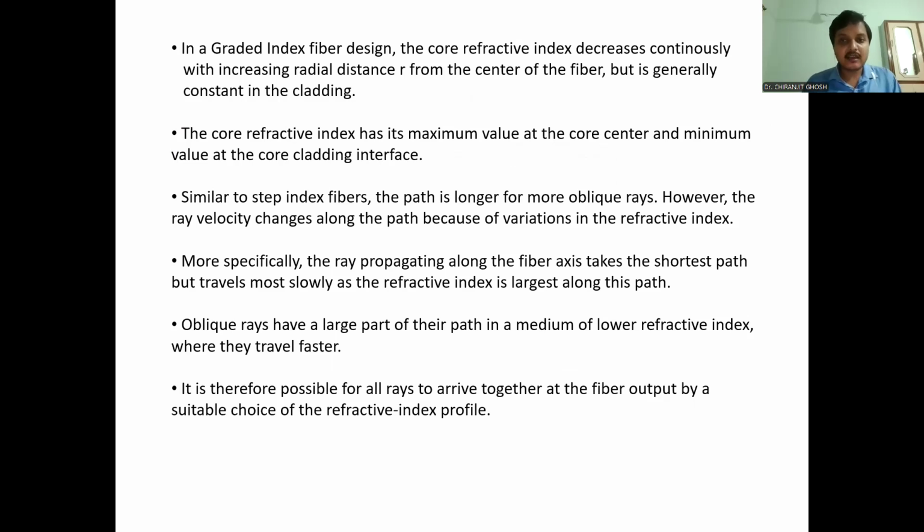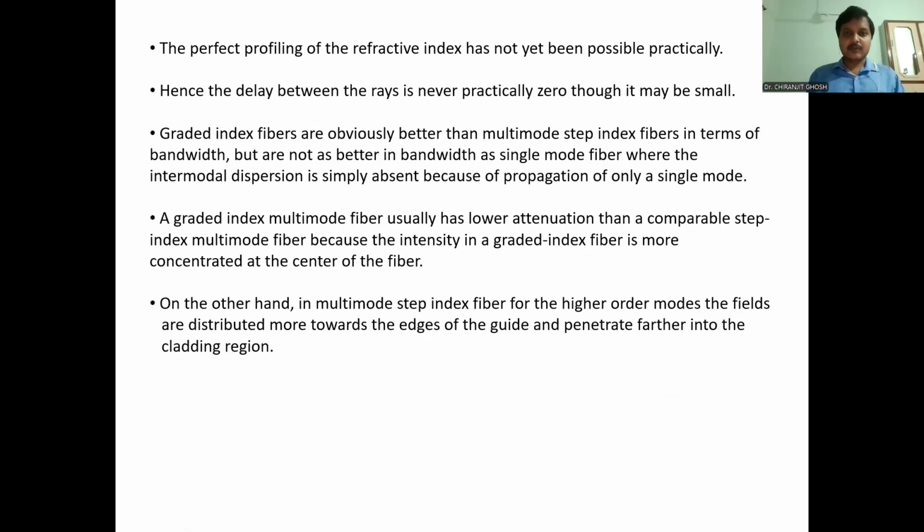This is what is written here. The core refractive index is maximum at the core center and minimum at the core-cladding interface. The ray propagating along the fiber axis takes the shortest path, but now travels more slowly as the refractive index is larger. On the other hand, the oblique ray is now propagating in a lower refractive index where it travels faster. So by suitable choice of this refractive index profile, there is a possibility that all these rays can arrive at the fiber output at the same instant of time. This was the main concept behind graded index fiber, and accordingly it was done.